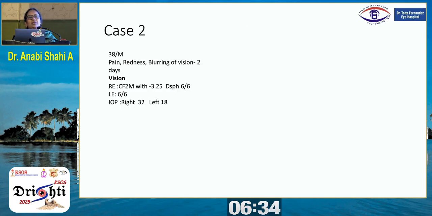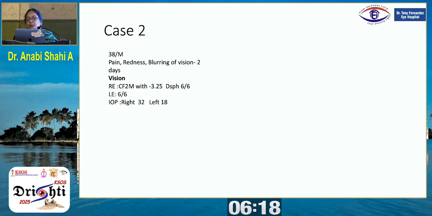This is my case number 2. This 38-year-old male presented with pain, redness and blurring of vision of 2 days duration. He had sudden blurring of vision and it was counting fingers at 2 meters, but he was improving to 6/6 with minus 3.25 diopter, and in left eye it was 6/6.